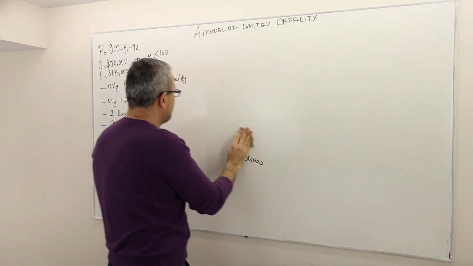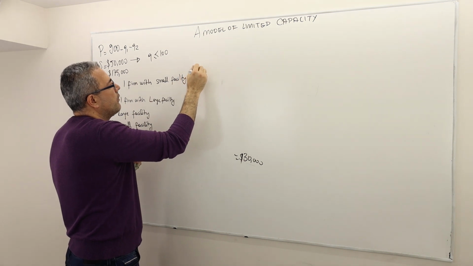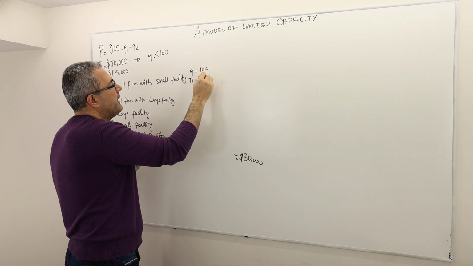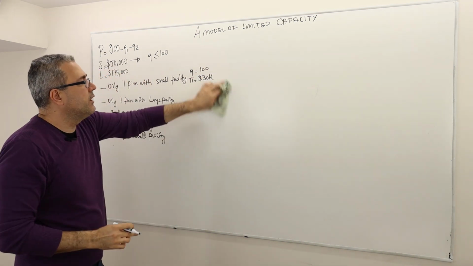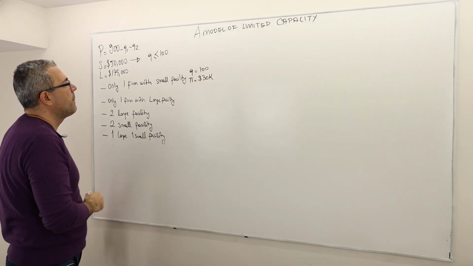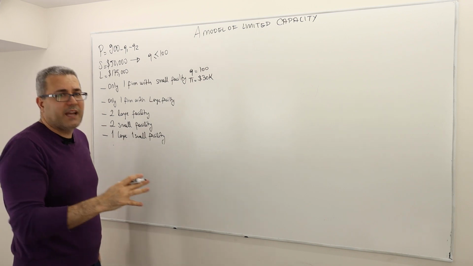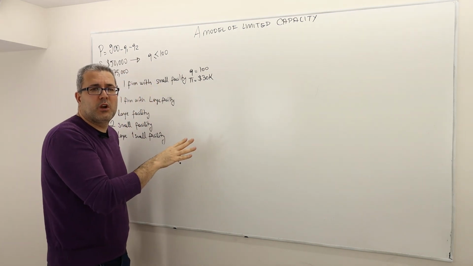Okay, so I'm going to erase all this and basically put the following. Only one firm with small facility, Q is going to be 100, pi is going to be 30K. All right, I'm just taking a note, writing the optimal strategy and the payoffs. Now, only one firm remains with the large facility. Well, that's simple. There's going to be no constraint. And actually, we did solve this problem, right?